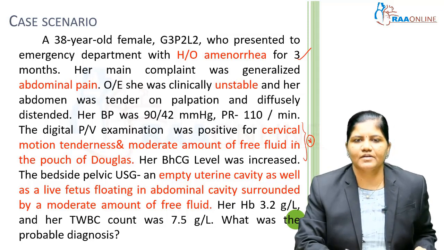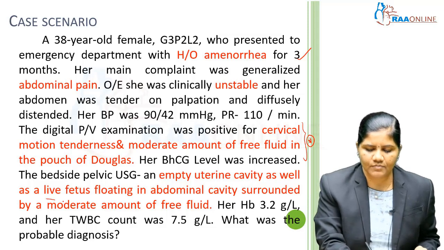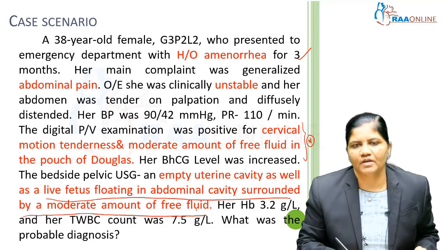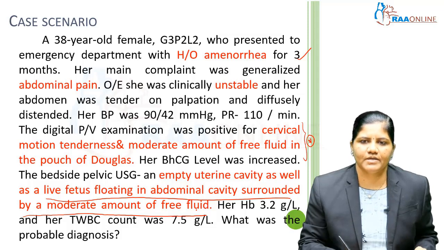The bedside pelvic ultrasound shows an empty uterine cavity as well as a live fetus floating in the abdominal cavity, which is surrounded by a moderate amount of free fluid. Her hemoglobin was 3.2 grams and her total WBC count was 7.5 per liter. What was the probable diagnosis?